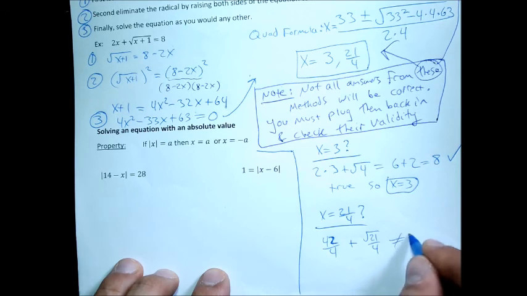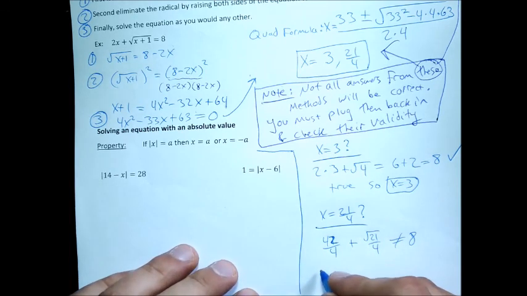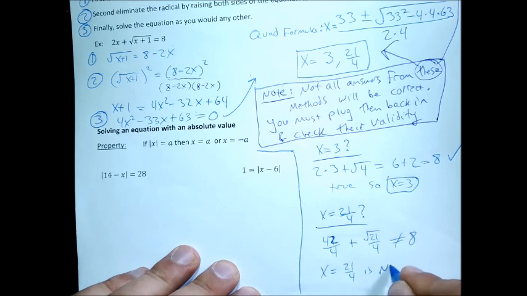That does not equal 8. You're welcome to try it yourself, but I'm telling you it's not going to equal 8. I mean, for one thing, square root of 21 is not a whole number. And so this is already going to be a decimal, right? So we know it's going to be some decimal answer. It can't be 8. And so what we just found out is x equals 21 over 4 is not a solution.